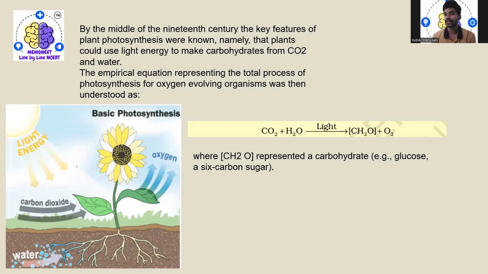So by the middle of the 19th century, the key features of plant photosynthesis were known. Namely, the plants could use light energy to make carbohydrates from carbon dioxide and water. So the empirical equation that represents the total process of photosynthesis for oxygen evolving organisms was then understood as: carbon dioxide and water in the presence of sunlight. What you're going to get? You're going to get the carbohydrates as well as oxygen, right?